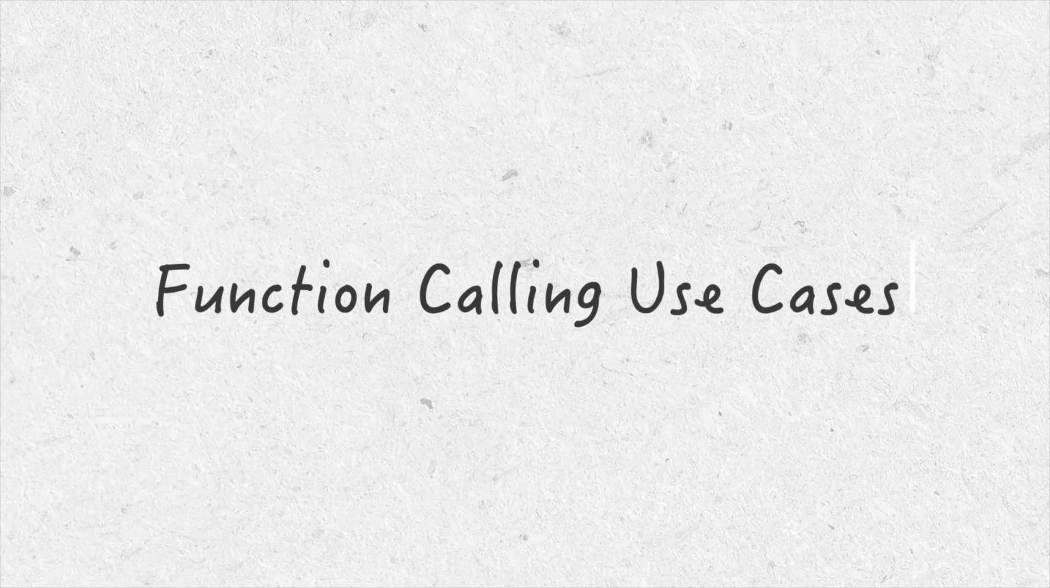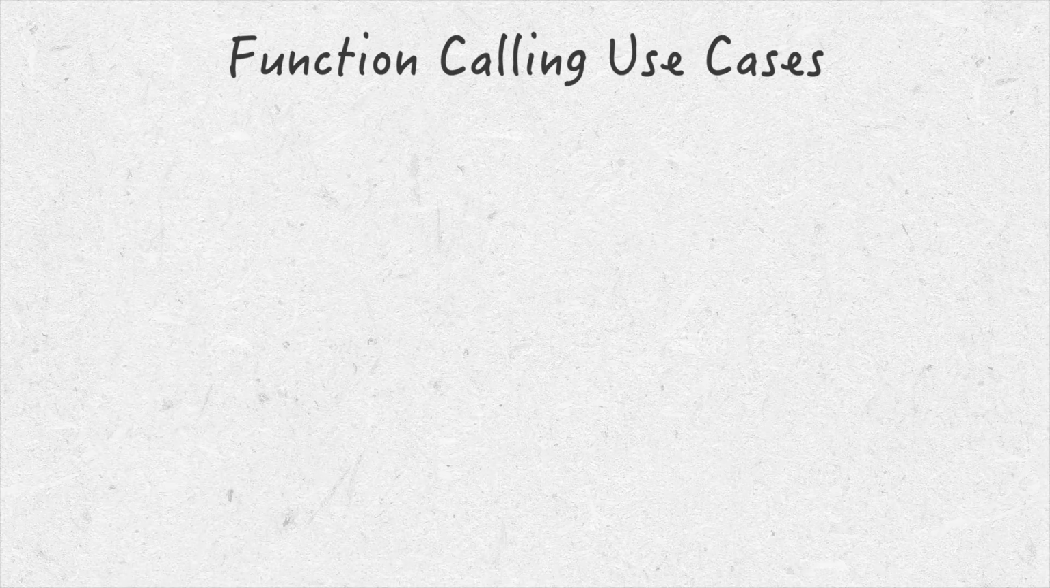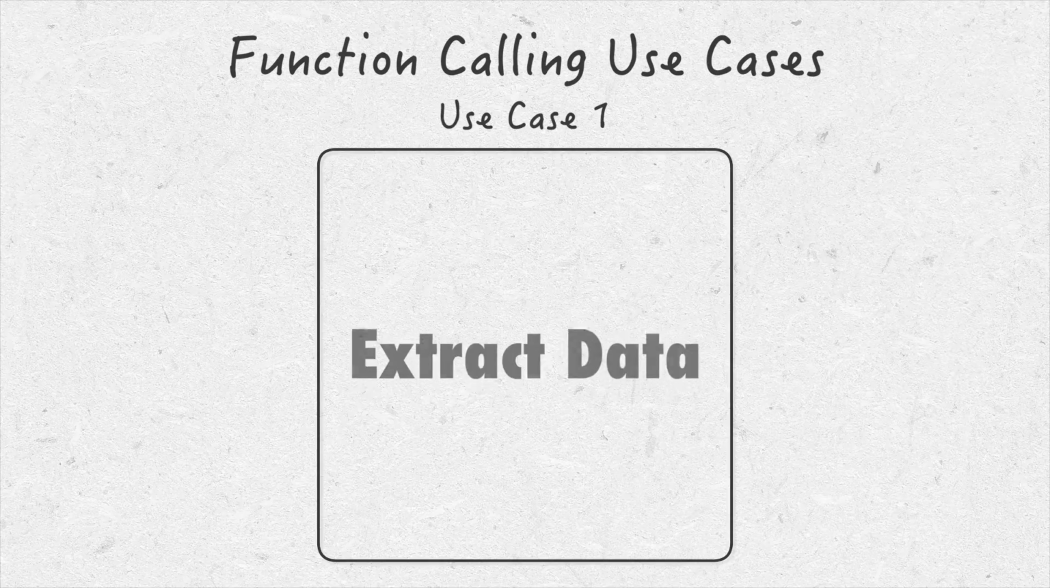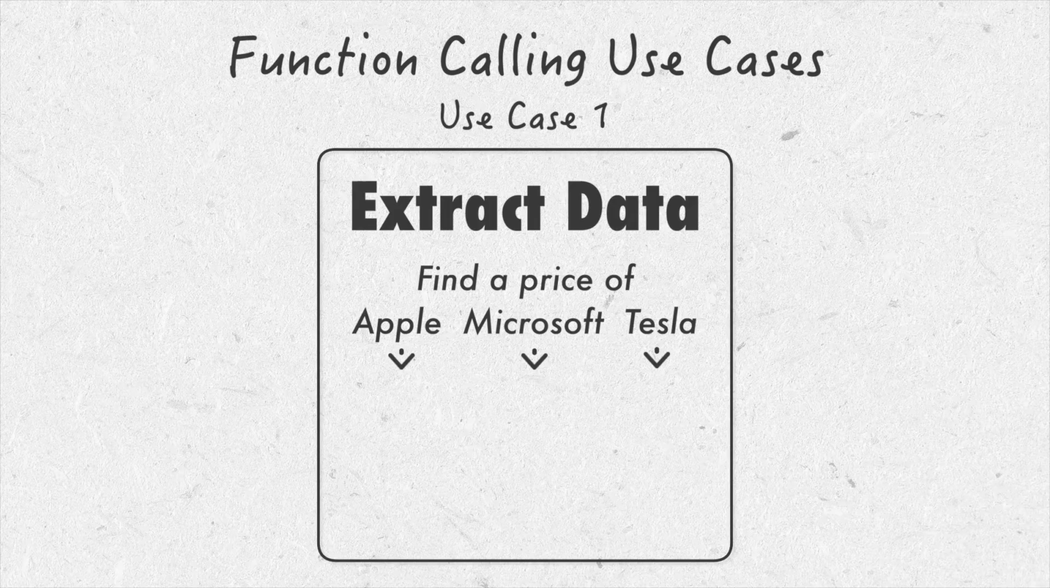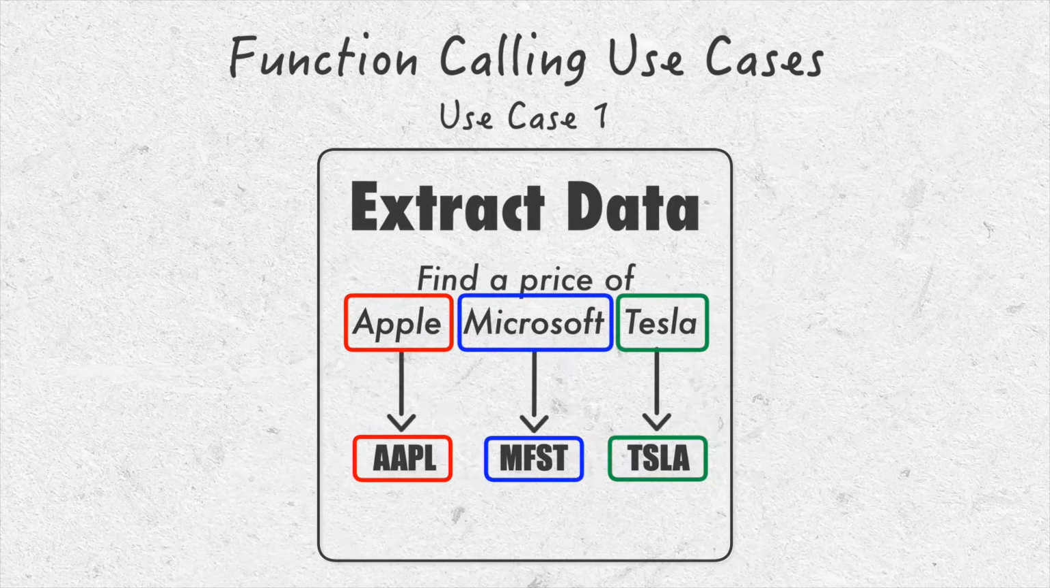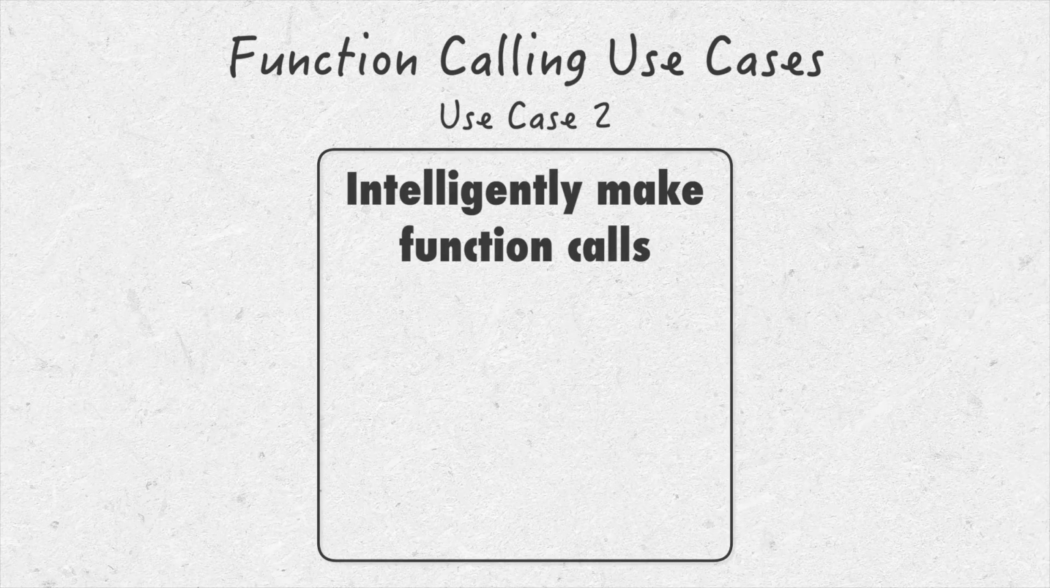Function calling works great in a bunch of different scenarios, but the three most common scenarios you're going to use function calling are going to be extracting data. Basically, we're going to pull out a few keywords from a sentence or a user query. The next one is going to be when we want to pick which function to call.